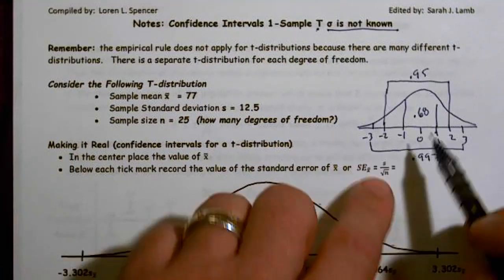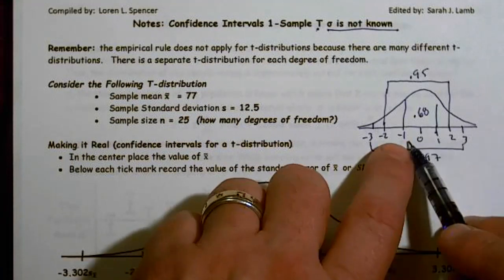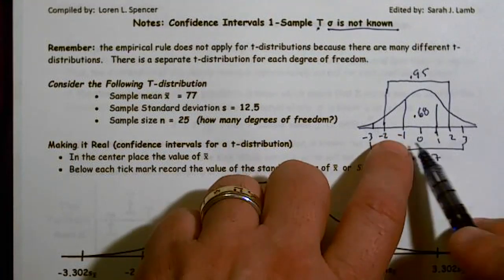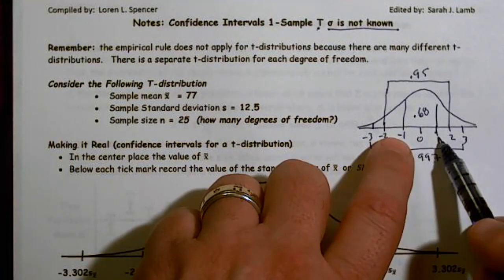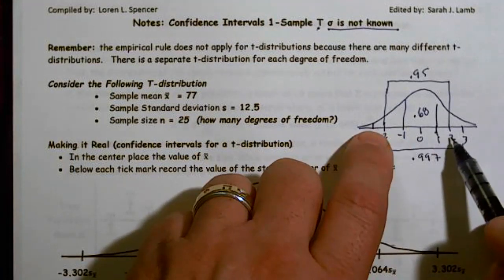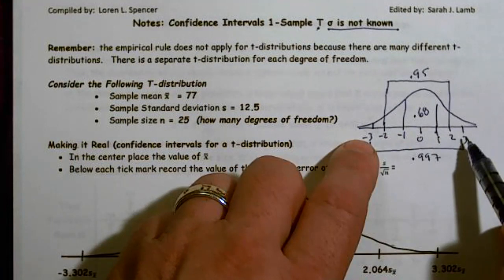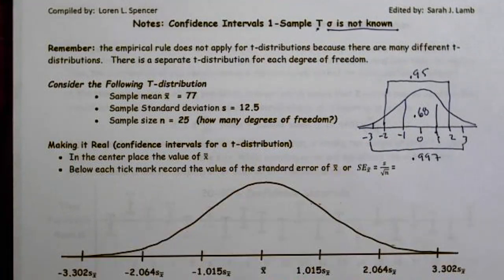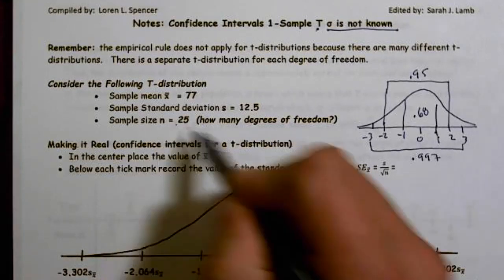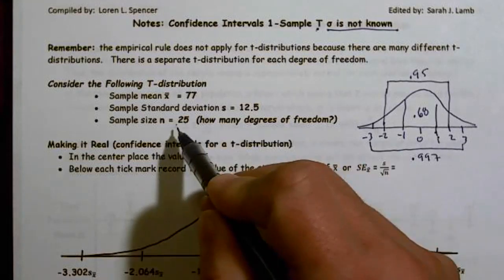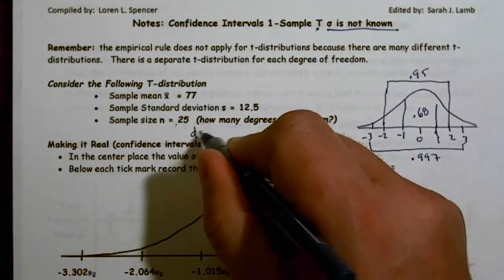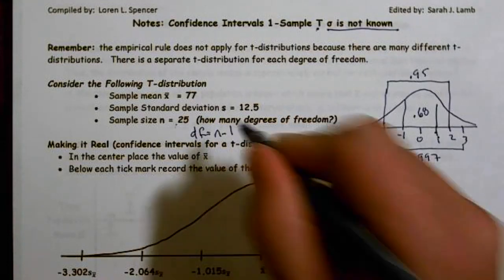And real quickly with the normal, we can use the empirical rule and go plus or minus 1 standard deviation, 68%, plus or minus 2 is 95%, plus or minus 3 is 99.7%. However, with a t distribution, there's a different percentage between standard deviations for every single sample size. So it's going to change for every single degree of freedom. And remember, degree of freedom is just n minus 1.